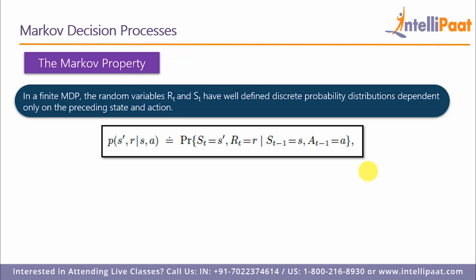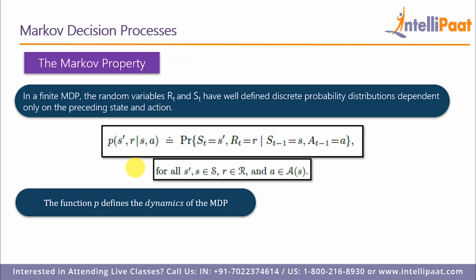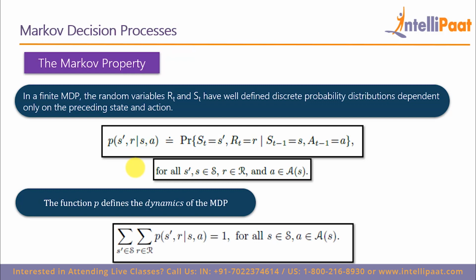Here the transition dynamics function P defines this notion. In a finite MDP, given a state S and action A, P tells us the joint probability of the next state, S prime, and a reward R. Since P is a probability distribution, which is called the dynamics function or the dynamics of the MDP, it must be non-negative, and its sum over all the possible next states and rewards must be equal to 1.